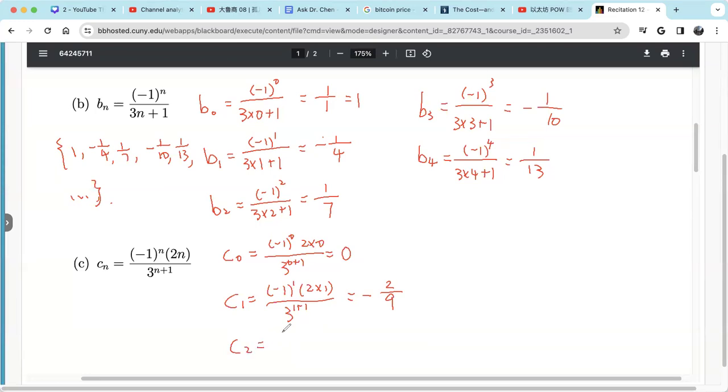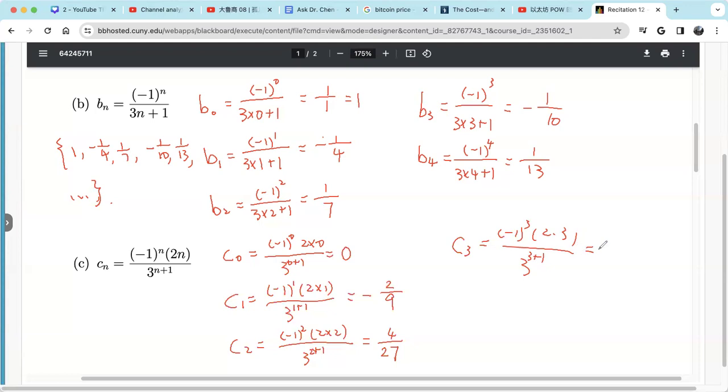Third term, C2: -1 squared, 2 times 2, divided by 3 raised to 2 plus 1. -1 squared is 1, and 2 times 2 is 4. The denominator will have 3 raised to 2 plus 1, and 2 plus 1 is 3. 3 raised to 3 is 27. So the fourth term is C3: -1 raised to 3, 2 times 3, and 3 raised to 3 plus 1.